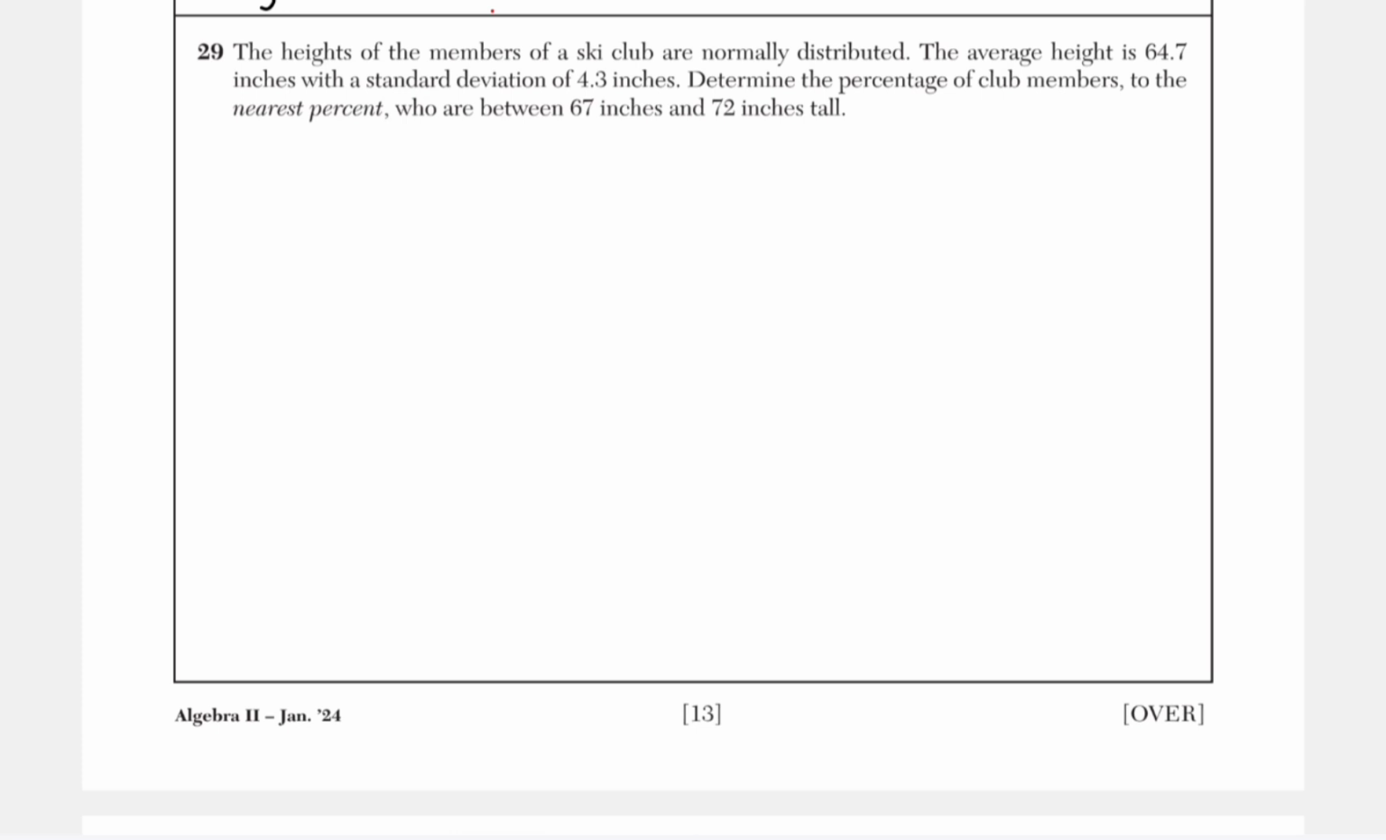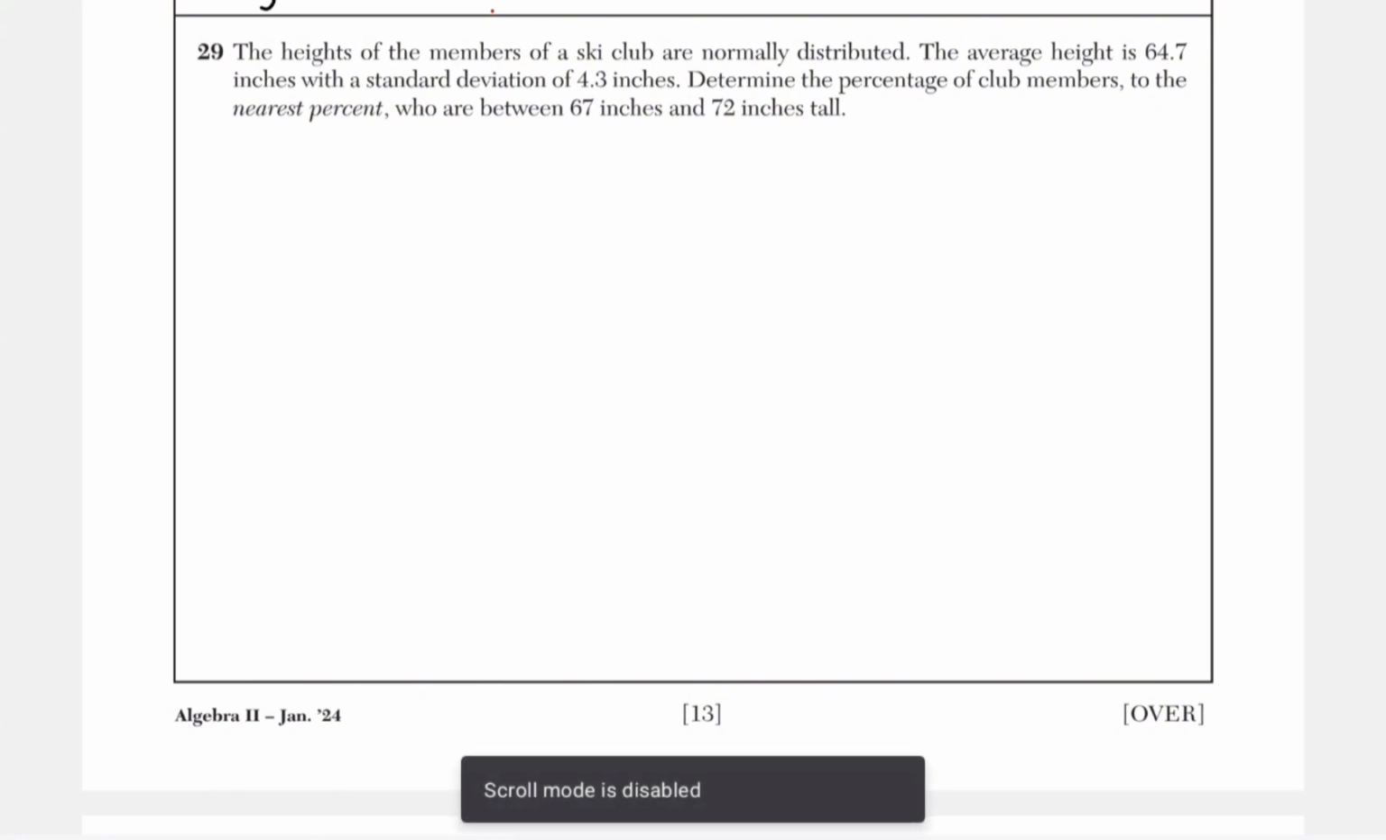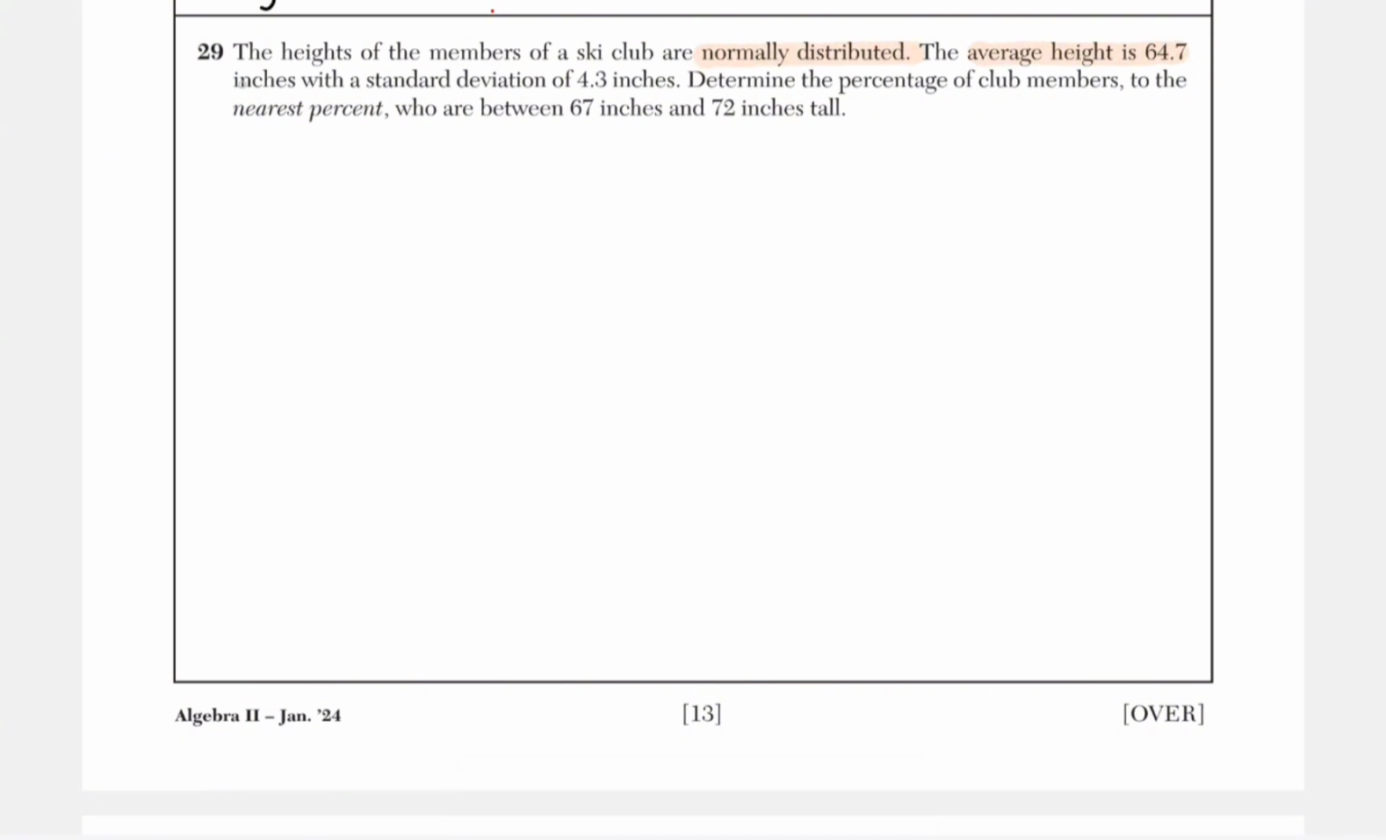Question 29 says, the heights of the members of the ski club are normally distributed. The average height is 64.7 inches with a standard deviation of 4.3 inches. Determine the percentage of club members to the nearest percent who are between 67 inches and 72 inches. So first thing we notice, it says it's normally distributed, which is a good thing. We can use that. Average height, or the mean height, is 64.7 inches. Standard deviation is 4.3. And our goal is to determine the percentage of club members who are between 67 and 72 inches tall.